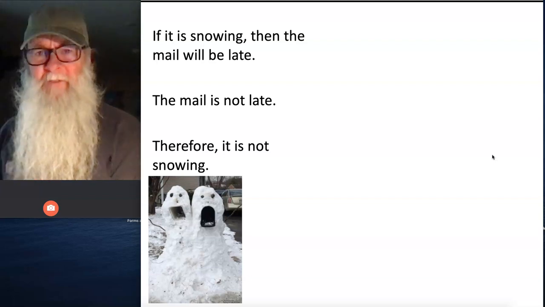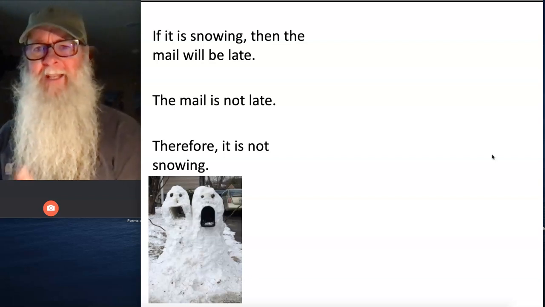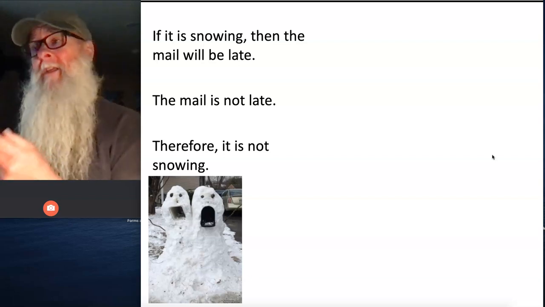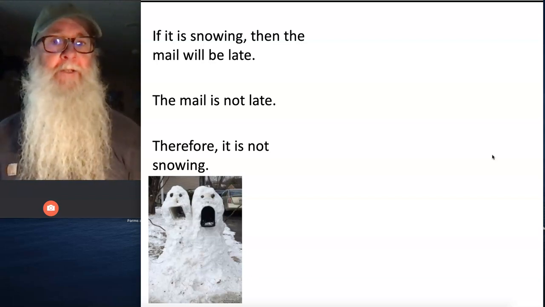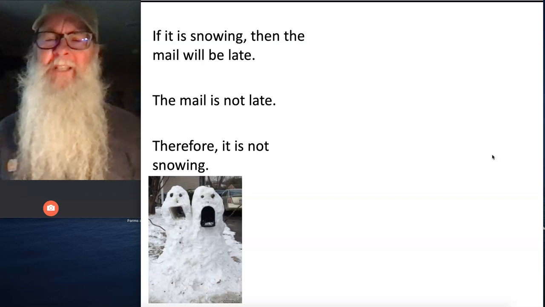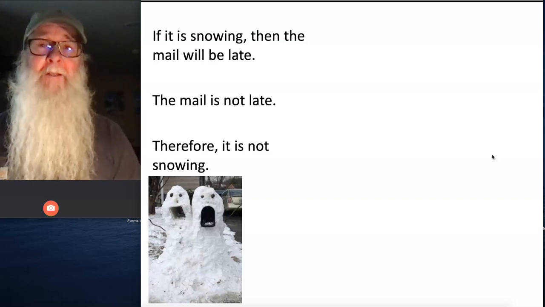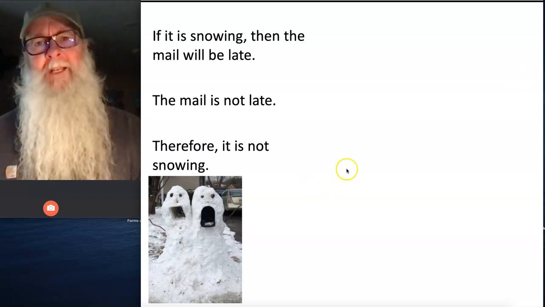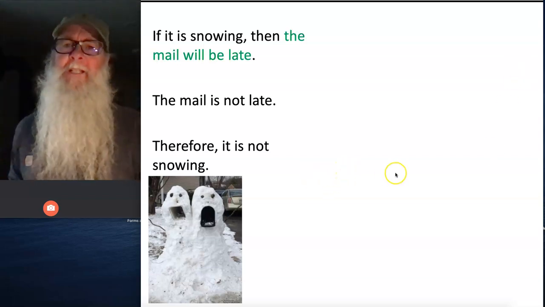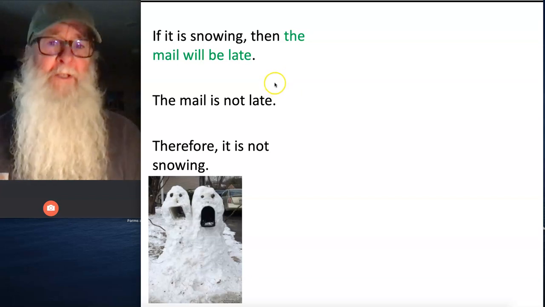Because if it's true that if it's snowing, then the mail will be late, and the mail's not late, then it can't possibly be snowing. The first premise says if it is snowing, then the mail will be late. And the second premise asserts that the mail's not late. So it seems like this conclusion follows with logical necessity from these two premises being true. And the question for us again is, why is that? We can answer that question by looking really carefully at what's going on in this argument.